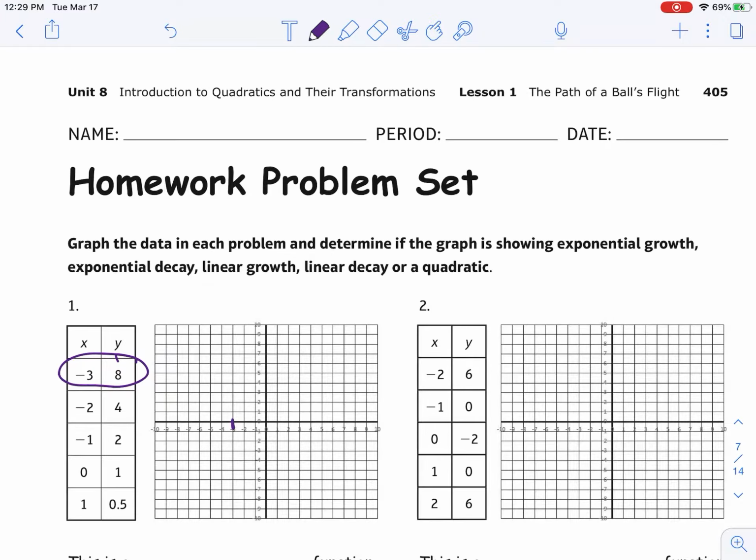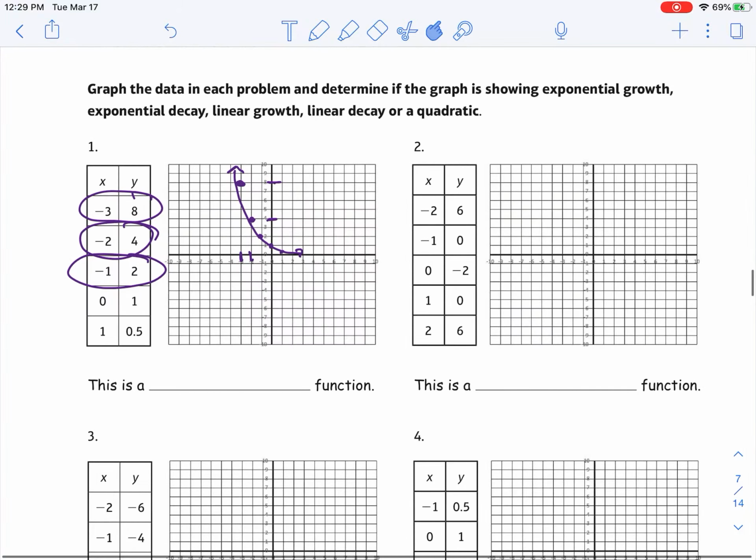So this is at -3, 8, and I'm going to graph that. Then it's at -2, 4, and I'm going to graph that. Then it's at -1, 2, and I'm going to graph that. And going all the way down. And this creates a type of graph. Okay, so from that table, I can see that I've created this thing that is exponential because it's that curve, and it's a decay.